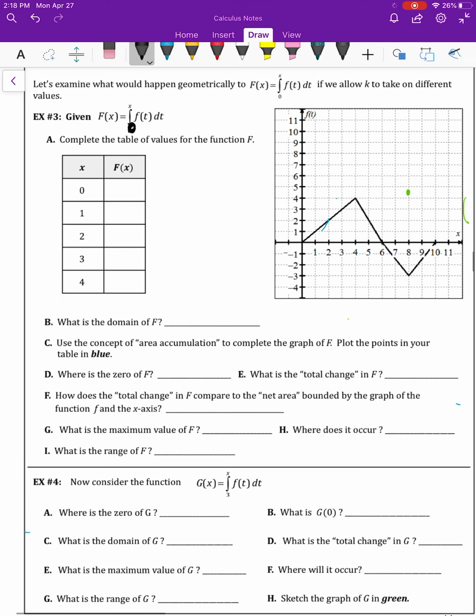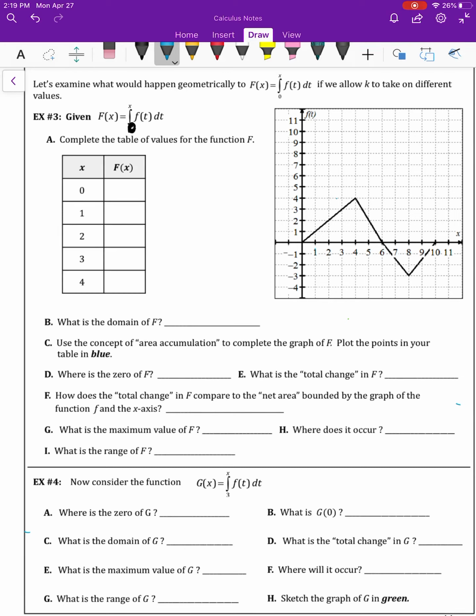And then we're going to look at it from 3 to x, and then we're going to talk about what happens if it were k to x, like how the change in k, what that does to the graph of your function, okay? So hopefully you guys are okay with that, just making a couple of changes there. Just that one thing from 0 to x.